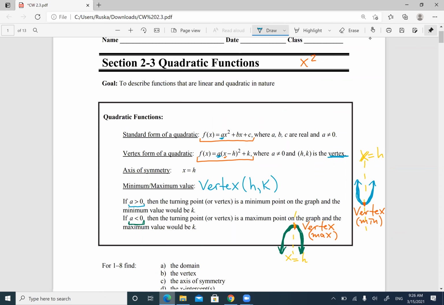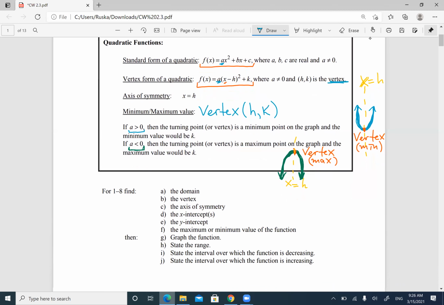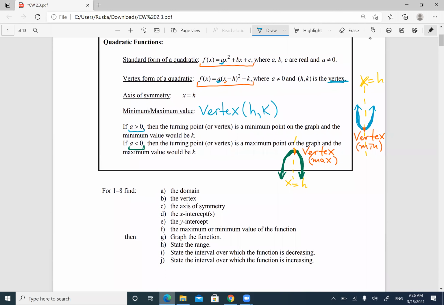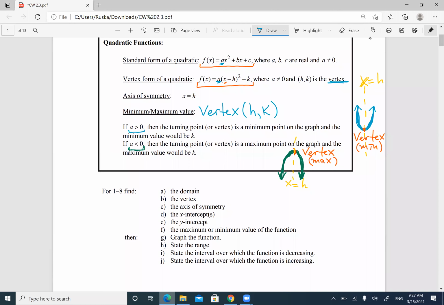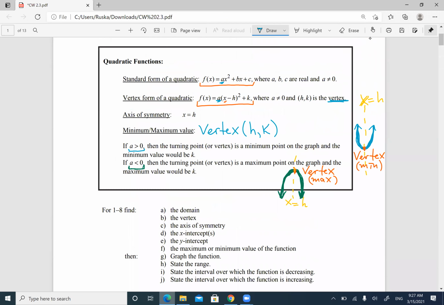No, ma'am. No? Okay. Now, what you're going to do with quadratic function, we're going to find all these things. We're going to find domain, the vertex, axis of symmetry, x-intercept, y-intercept, maximum, minimum, the range, the graph, we're going to do all of it. So I'm going to start with finding the domain.